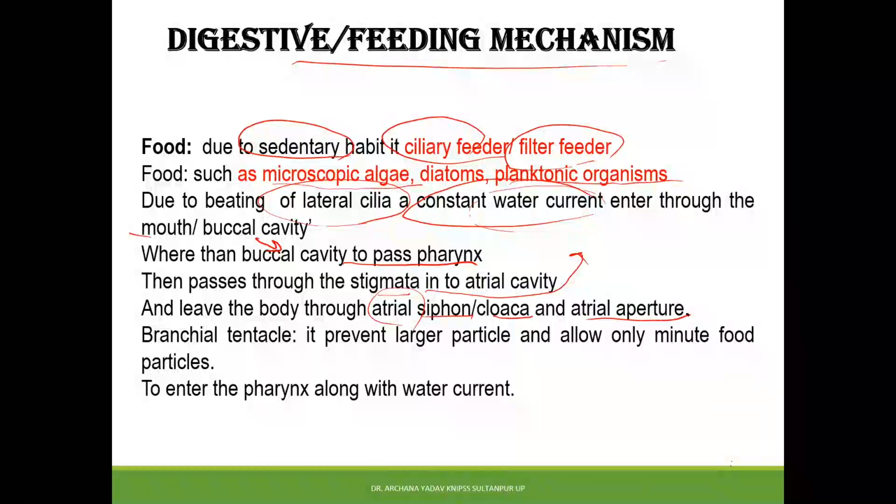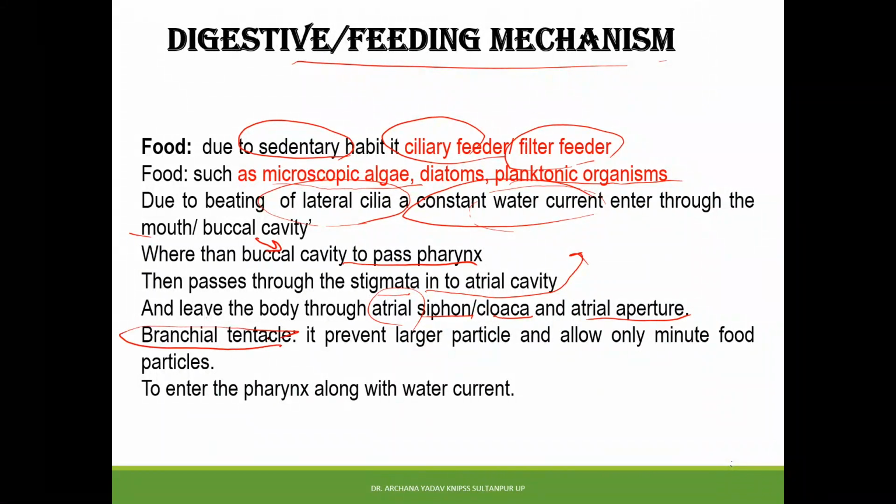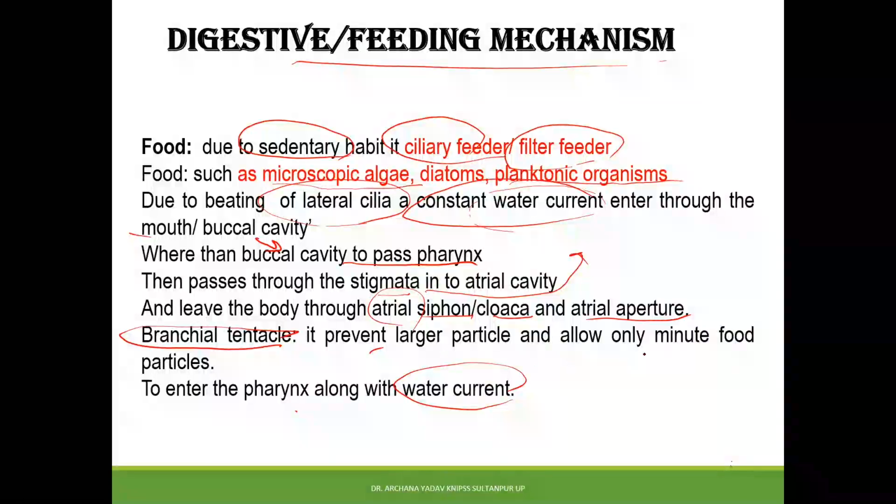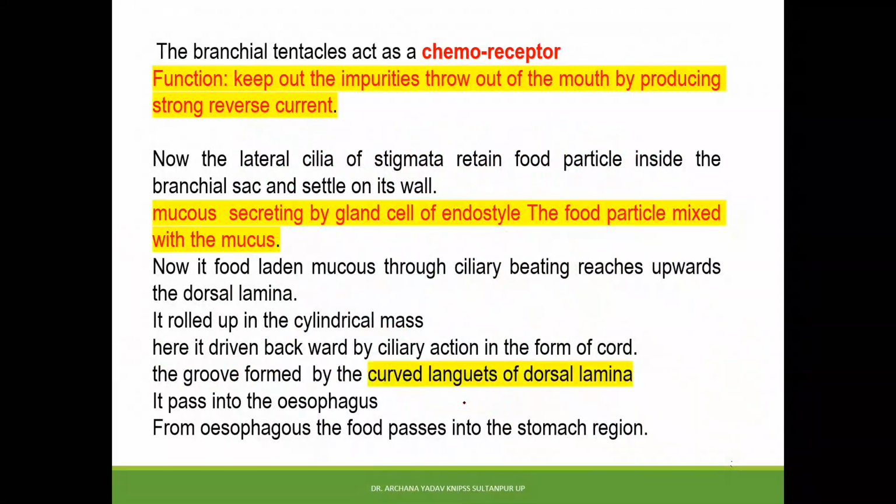In the branchial aperture, or branchial siphon, there are branchial tentacles. The function of the branchial tentacles is to prevent larger food particles or other big unwanted particles, and allow only minute food particles, which enter into the pharynx with the water current. The branchial tentacles also act as chemoreceptors.